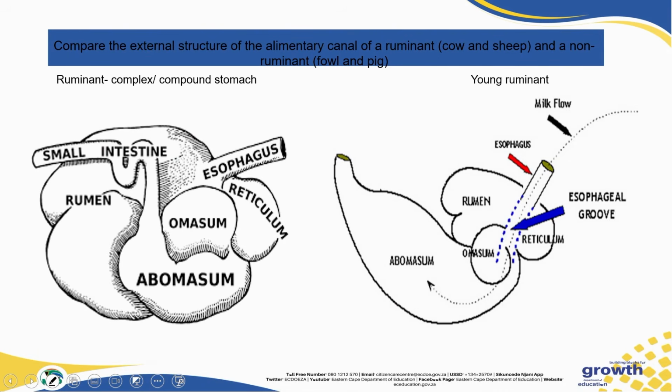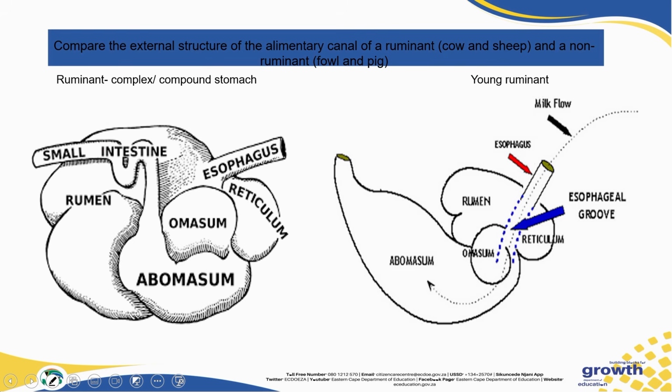Now let us look at the ruminant animal as against the one that I have already discussed, the non-ruminants. Ruminant animals are animals with a complex stomach. They have 4 compartments, namely the rumen, the reticulum, the omasum, and the abomasum.